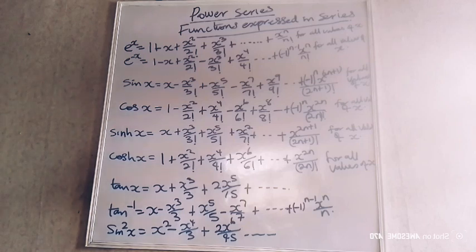Arc tan x is x minus x cubed over 3 plus x raised to power 5 over 5 minus x raised to power 7 over 7, and continues to minus 1 raised to power n minus 1 multiplied by x raised to power n over n. And sin squared x is x squared minus x raised to power 4 over 3 plus 2x raised to power 6 over 45, and continues like that.